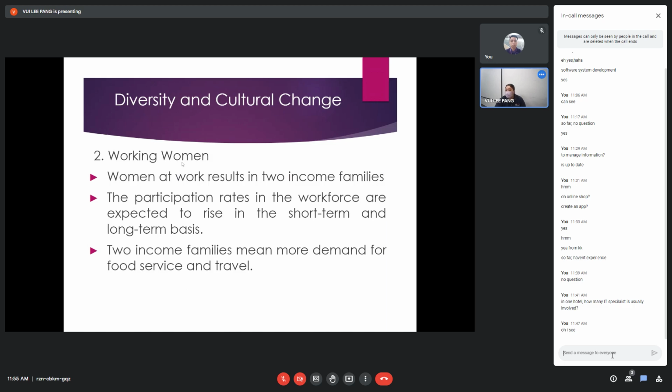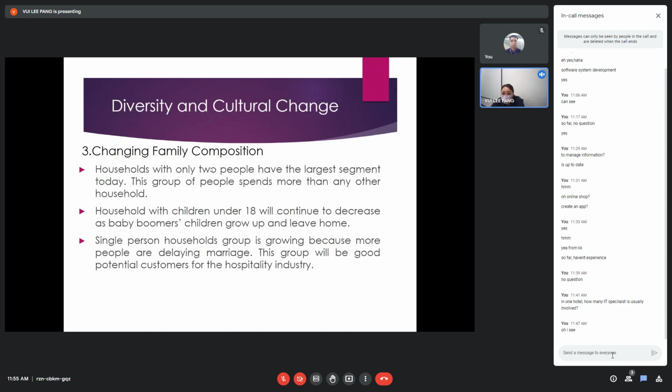Okay, and then working women. Working women result in two-income families, so their income rises. So for sure, they can demand more for food service and travel. Compared to last time, with only one-income families, women normally were housewives, so they didn't have much income to demand food service, so they would rather eat at home, right? But due to the changes, two-income families can demand more for food service, dining outside, and also travel.